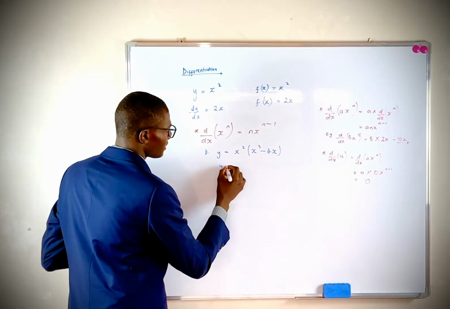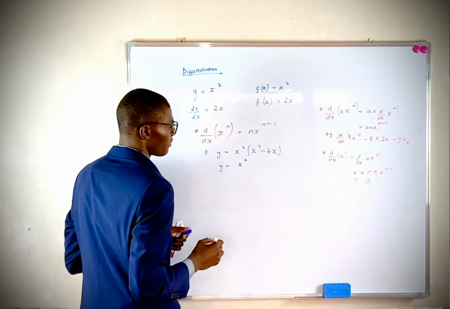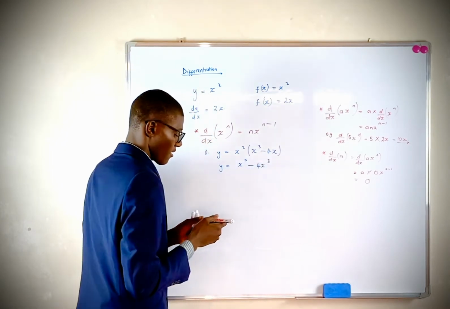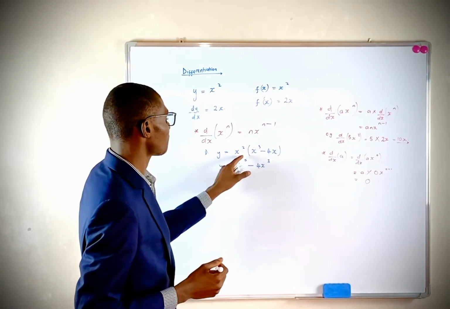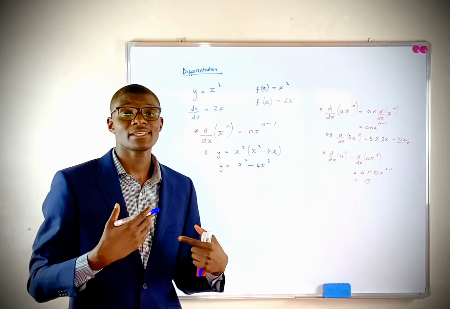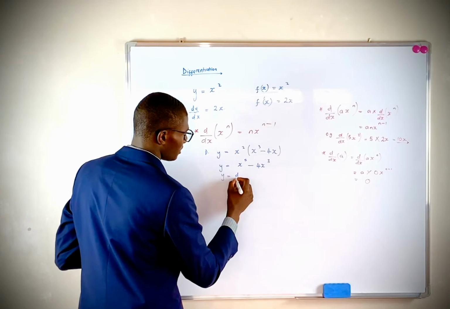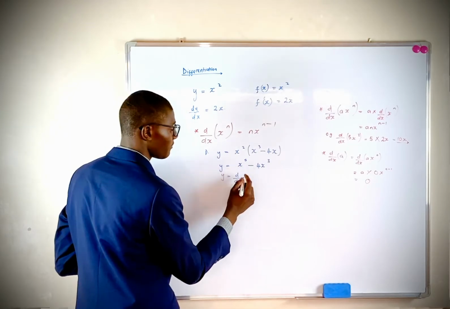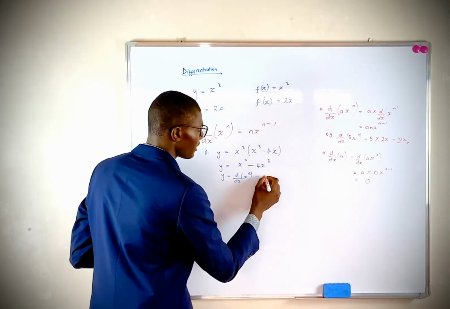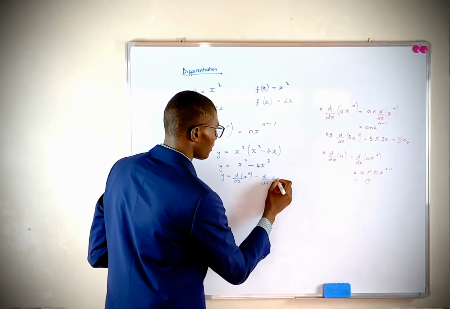So now if we expand, we're going to get x to the power of 5 minus 4x to the power of 3. Like this. So we've expanded it. But now, with this, we know we can differentiate term by term to get our gradient function. So we're going to say y is equal to d by dx of the first term x to the power of 5 minus d by dx of the second term 4x to the power of 3.